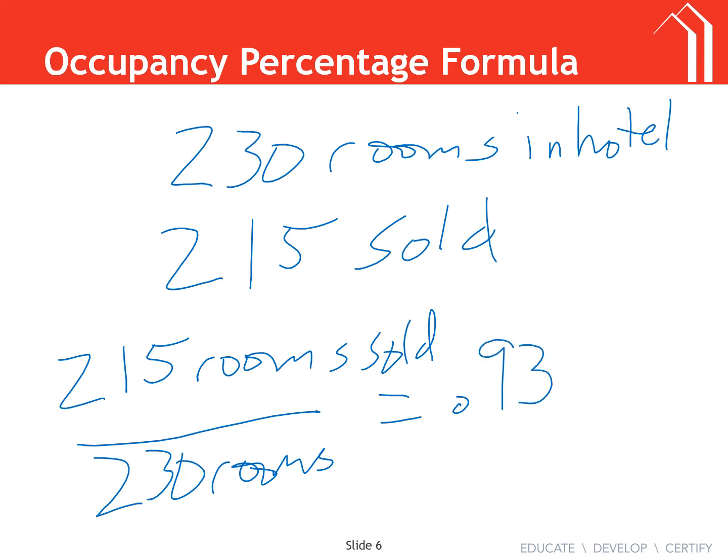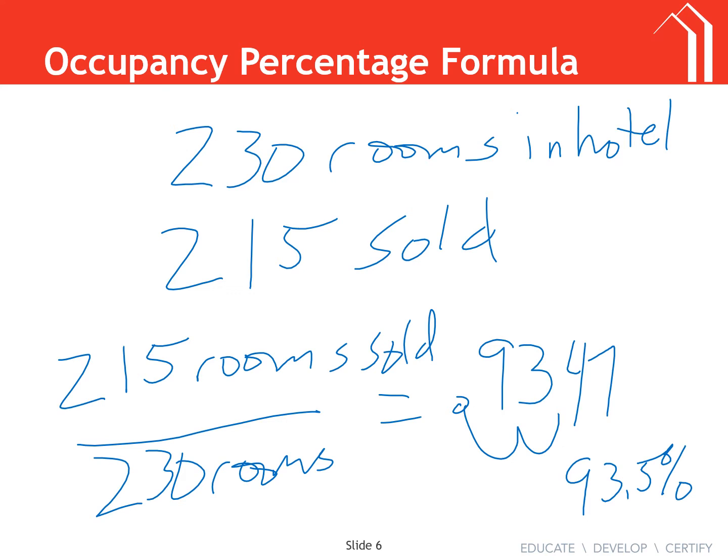We get 0.93. Okay, there's more to it. 0.9347826, all of that, right? So 0.9347, when we multiply by 100, we're simply moving this decimal place over 2 spots. So this is actually 93.5% occupancy. It's okay to have 1 decimal place when it comes to occupancy because 93 is different than 93.5.